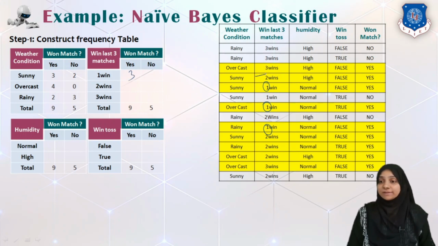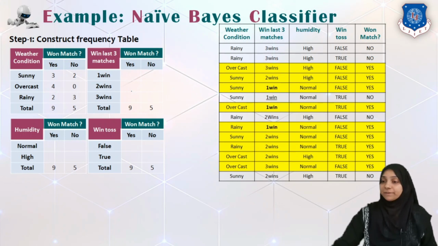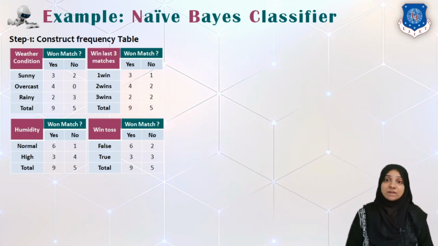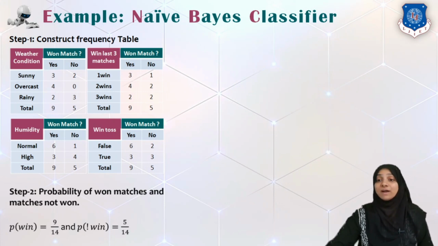How many 2 wins are there? 1, 2, 3, 4. So this would be 4. And how many 3 wins are there? 1 and 2. So that will be 2. As you can see, this sums up to 9. For no, there is only 1 win. Likewise the table is constructed. You can follow either of these approaches to construct this frequency table. Once this frequency table is done, we no longer require our original observation data.